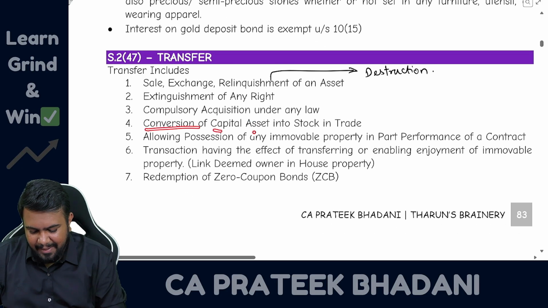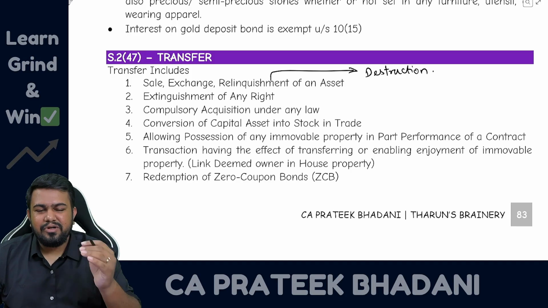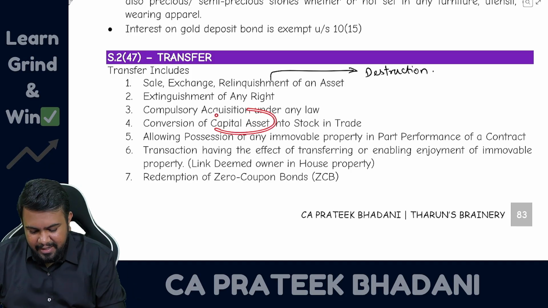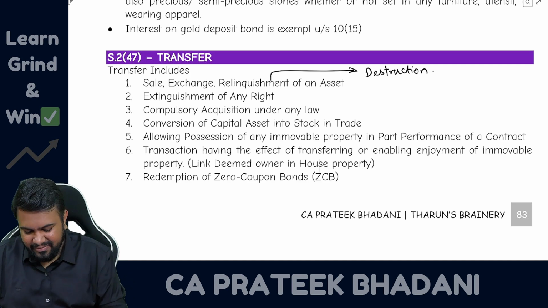Then conversion of capital asset into stock in trade. So if capital asset is converted into stock, that is also considered as transfer, and on the fair market value of the capital asset you have to pay the capital gains. That also I am going to cover in this video, don't worry.